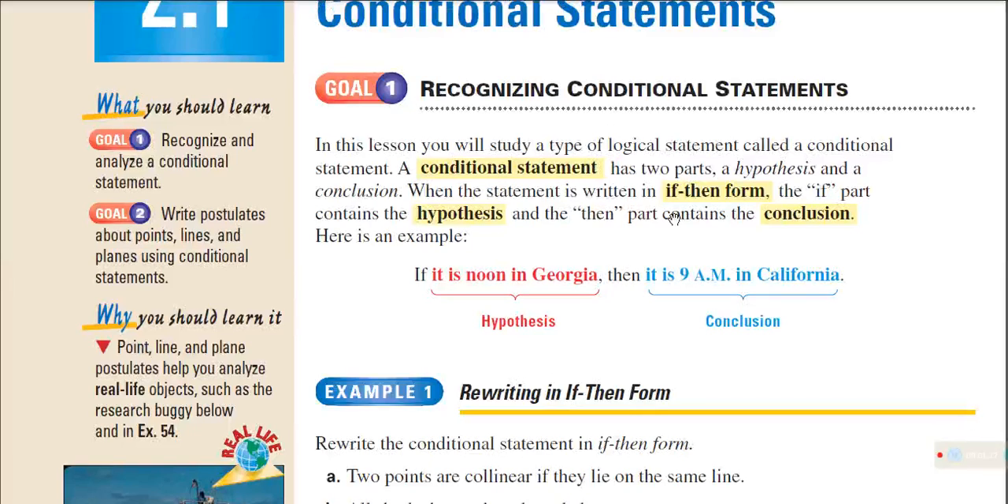So, in this lesson, you will study a type of logical statements called the conditional statements. Ano ang conditional statement? So, ito yung mga statements in the if-then form. So, a conditional statement has two parts. We have the hypothesis and the conclusion. When the statement is written in the if-then form, the if part contains the hypothesis and the then part contains the conclusion. So, ito yun. For example, if it is noon in Georgia, then it is 9 a.m. in California. So, the if part is the hypothesis and the then part is the conclusion.